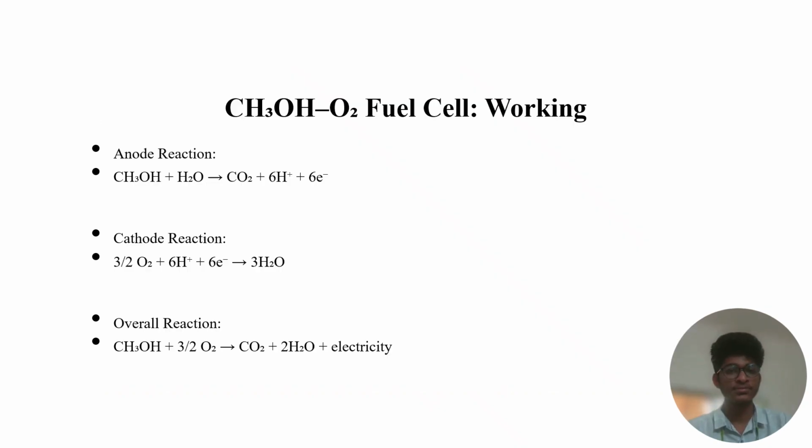Move to the next. Now we see how it works. At the anode reaction, methanol plus water gives rise to carbon dioxide plus H plus ions and 6 electrons. This is the excess of electrons. Cathode reaction: oxygen plus H plus plus 6 electrons gives rise to water. In the overall cell reaction, both charges are cancelled. We get methanol plus oxygen gives rise to carbon dioxide plus water plus electricity. This is about the working of the CH3OH and O2 methanol oxygen fuel cell.